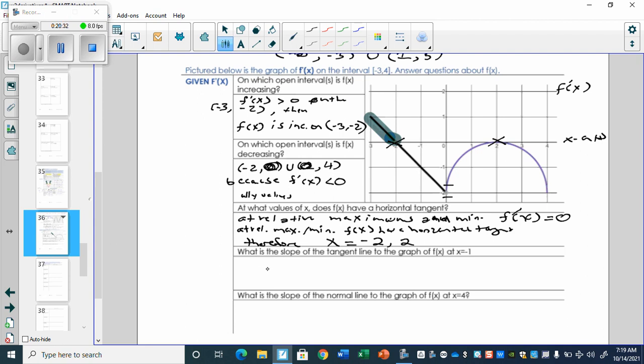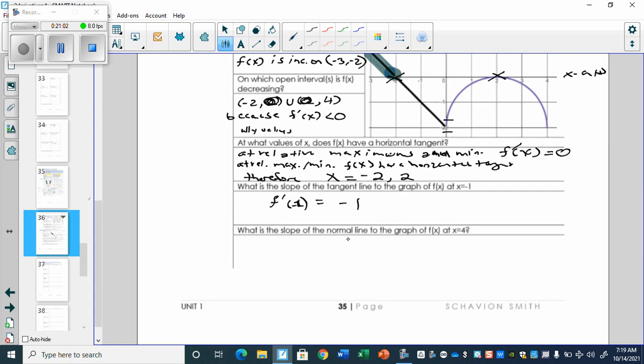It says, what is the slope of the tangent line to the graph of f of x at x equals -1? What is the slope? So all I need to do is go find f prime of -1 on the graph. So I'll go to -1, and it is equal to -1. That's the slope.